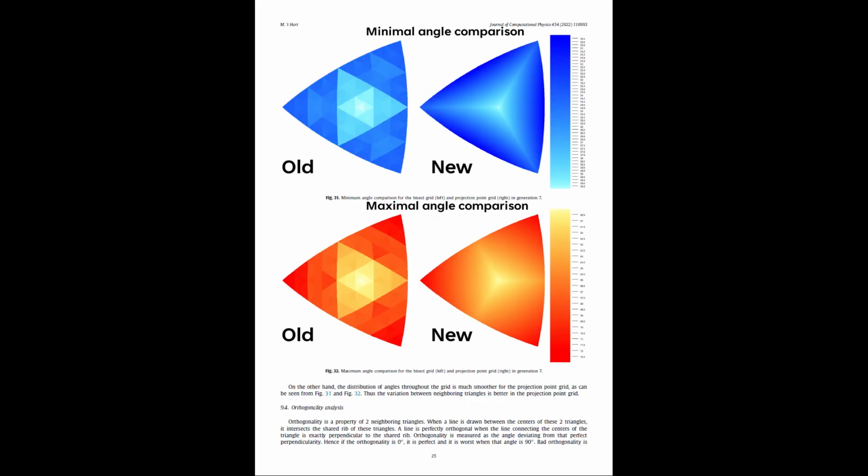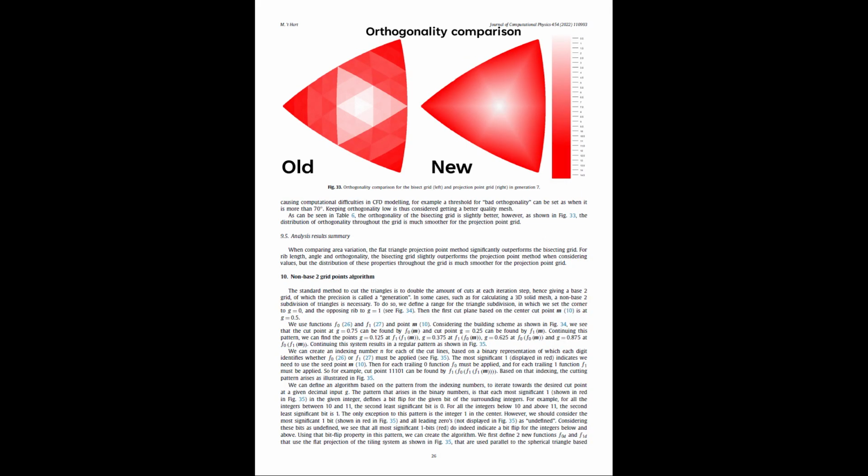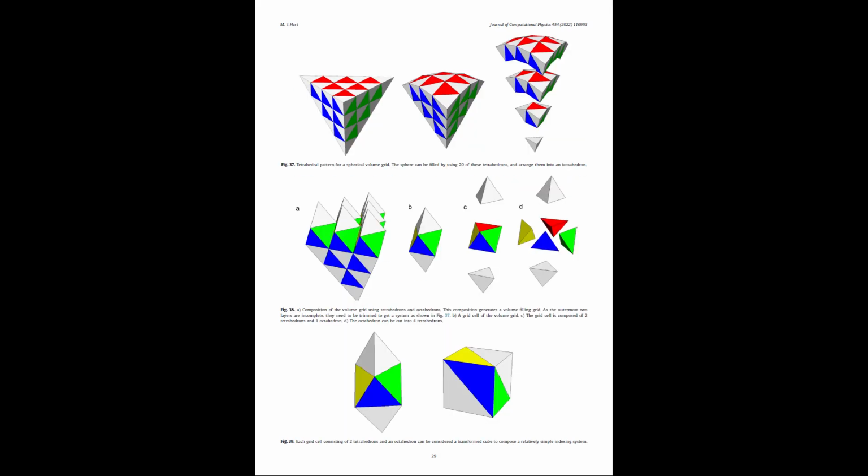In this video I'll focus on gridding the surface of a sphere, also known as a two-sphere. The paper goes one step further, explaining how to grid a filled sphere using tetrahedrons of near equal volume. I won't focus on that now, but maybe I'll do that in a later video.